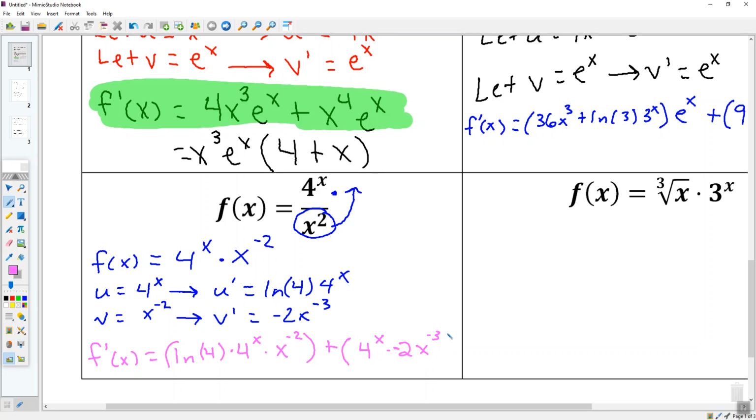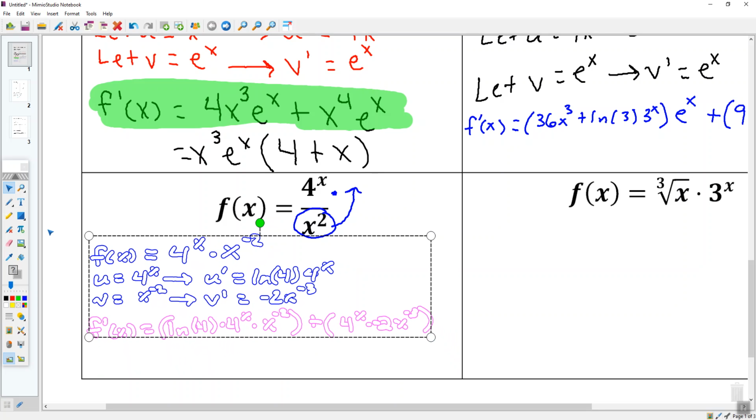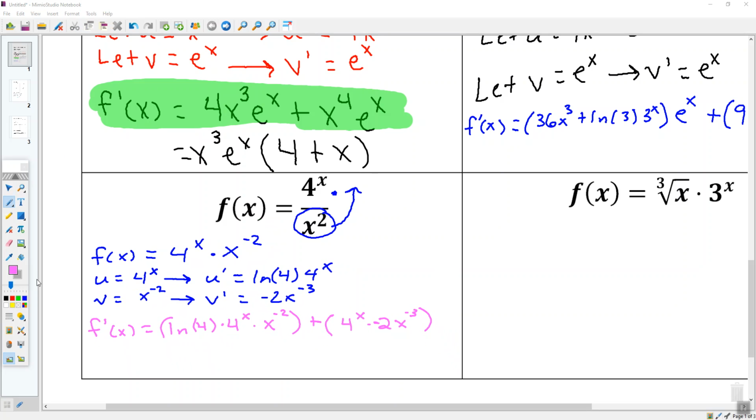Okay, now I might rewrite this one just to make sure we're good on this. Guys, where could I move that x to the negative 2 to now? I can move it to the bottom, couldn't I? And make that a positive exponent in the bottom now, right? So your finalized answer is probably going to look like this: f prime of x equals natural log of 4 times 4 to the x over x to the second. You guys all okay on that part?